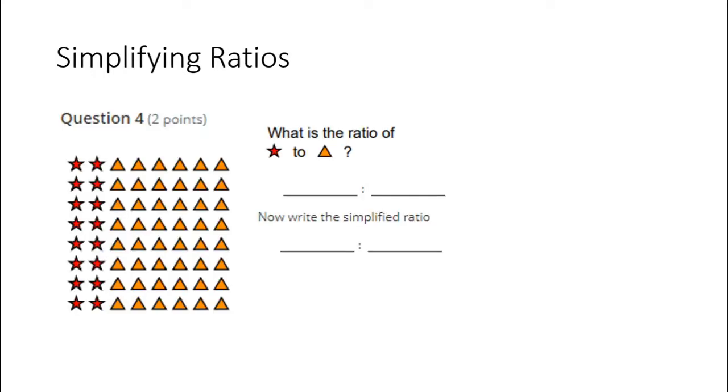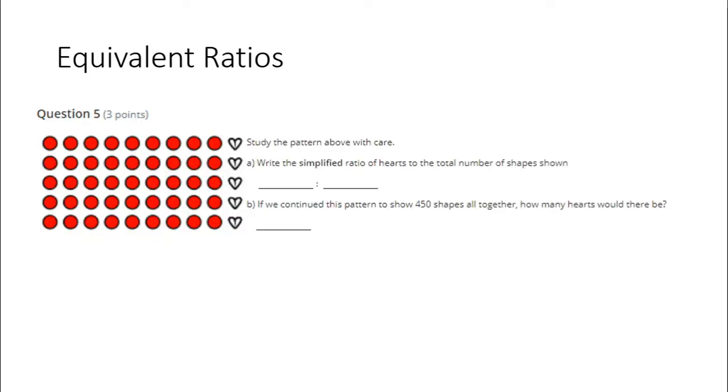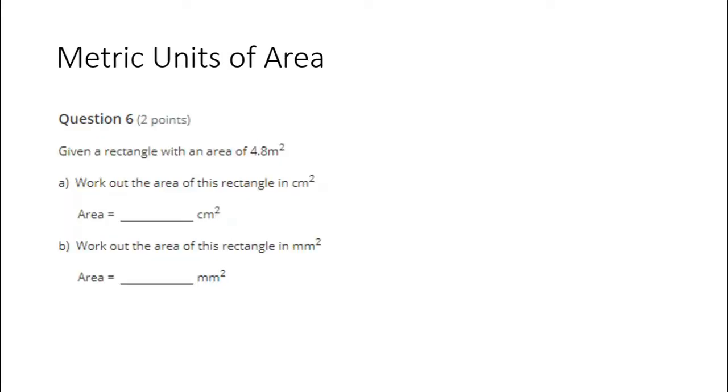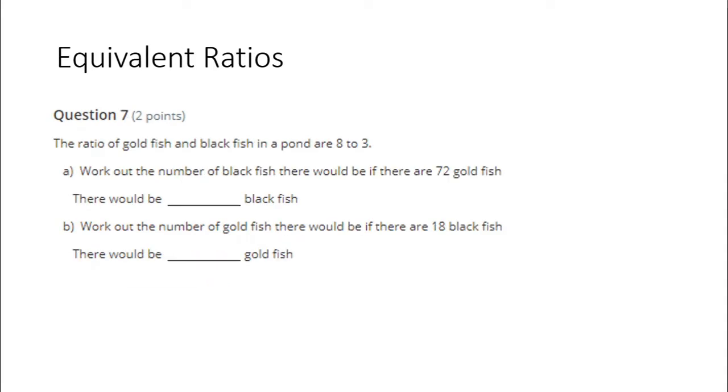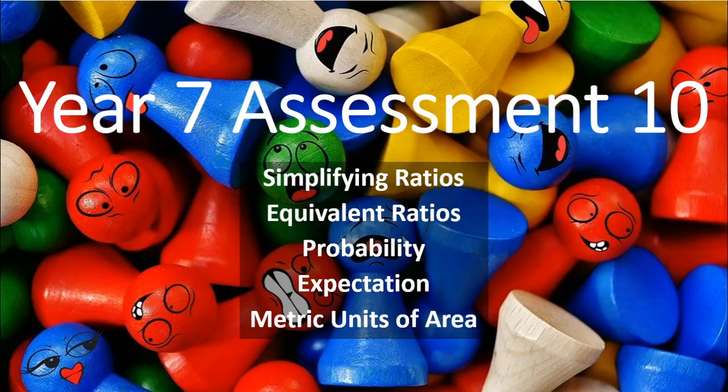Question 4 is a ratio and simplifying ratio question. Question 5 is a ratio and equivalent ratio question. Question 6 asks you to convert units of area. Question 7, these are equivalent ratio questions. And question 8 is also an equivalent ratios question.